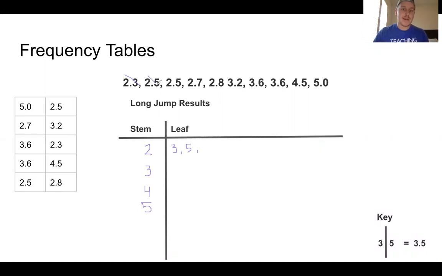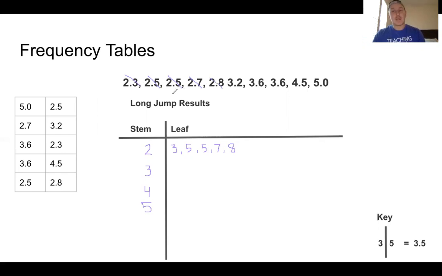So we've got 2 and 5/10. And yeah, we have another one, so we need to put the 5 down for a second one. Don't only put 1 down there just because you've already done it once. There are 2 people that jumped 2 and 5/10, so we've got to represent 5 twice. Then we've got 7. I cross that one out. Then we've got 8. And we're done with the 2. And we can move on to the next one, okay?